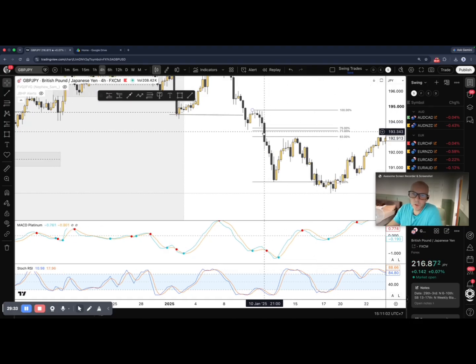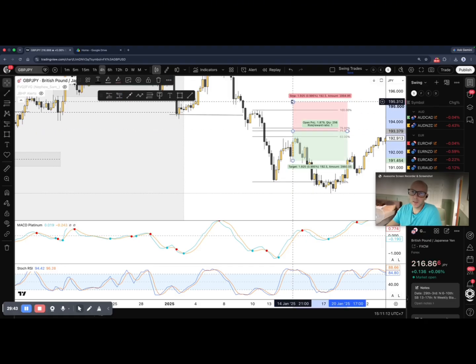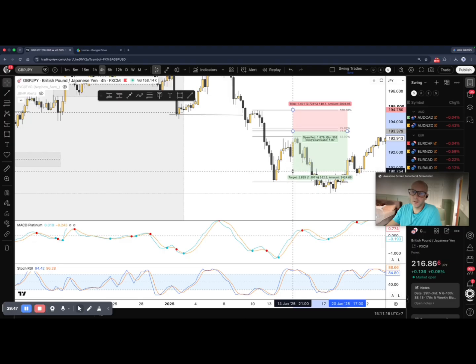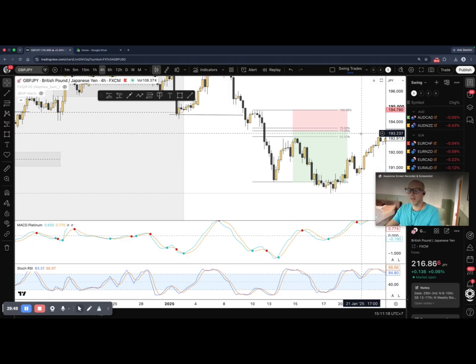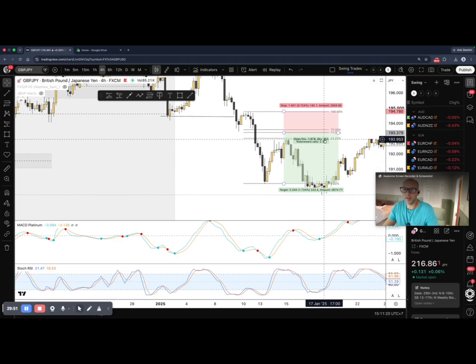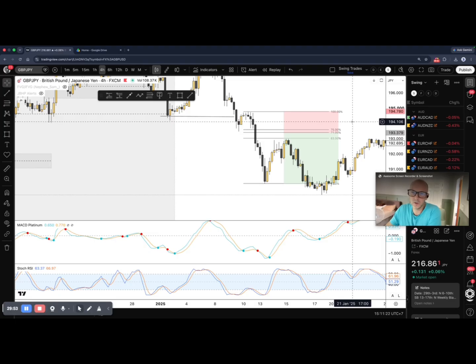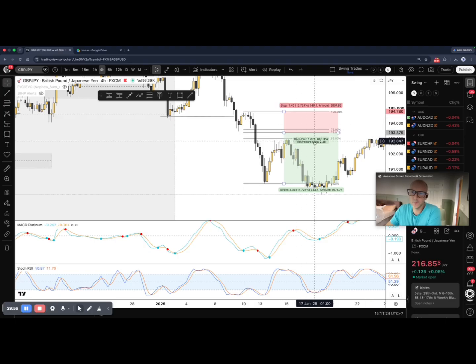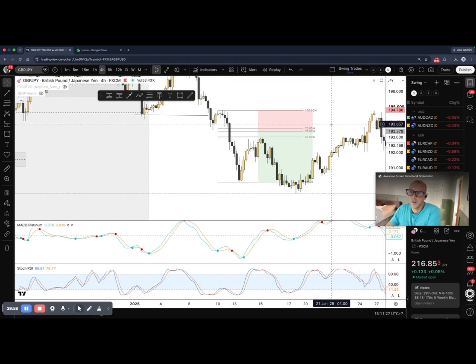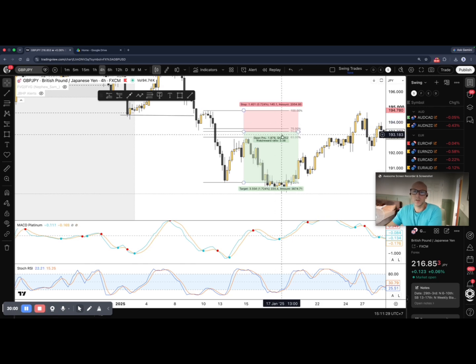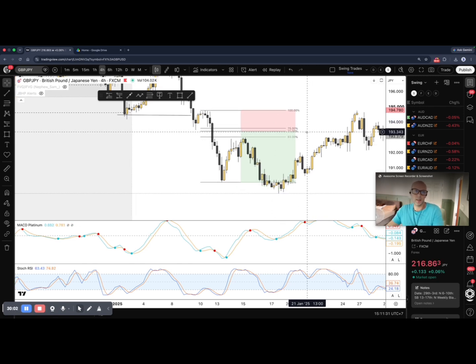But again, if you look at this imbalance here, it hasn't really filled too much of it. So I probably would have been inclined to stick with the 71% because that looks about halfway. Take profit there. Trade went in our direction, but it just didn't come down to our discounted zone. So that one was a trade missed, but not to worry, there's always plenty more.